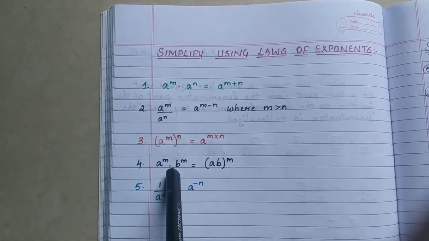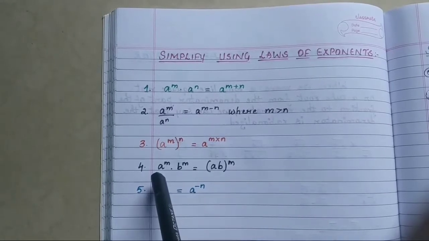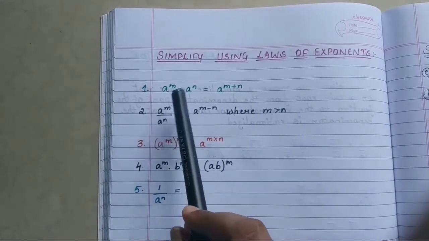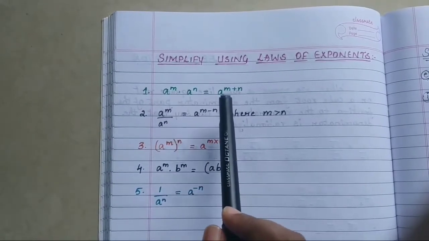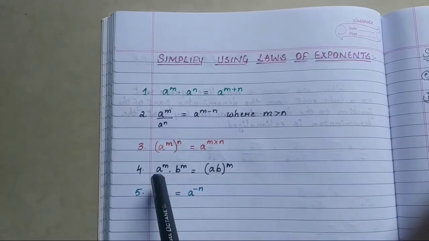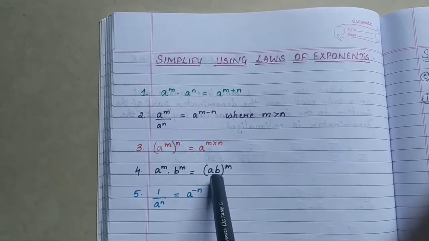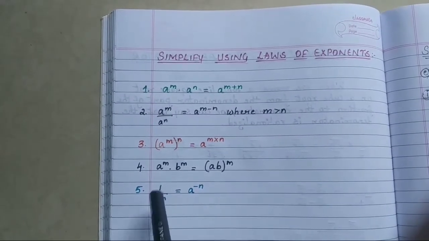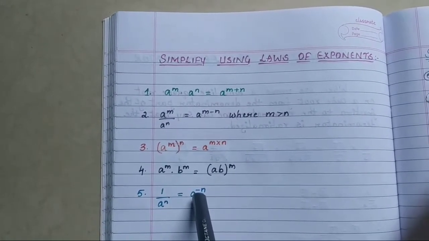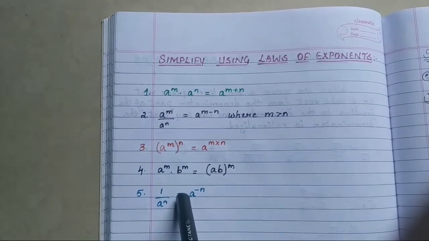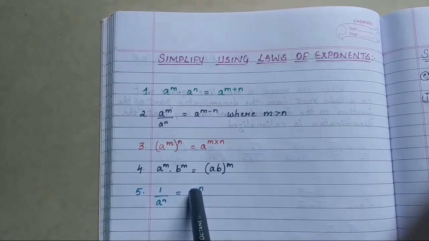Look here, the difference between this fourth one and the first one is, here the bases are different. Here a and b is given, whereas here exponents are different. When it is having same base with different exponents, the exponents add up together, whereas when the bases are different with same exponents, the base get multiplied by each other. The next one is 1 divided by a to the power of n is equals to a to the power of minus n. As this a to the power of n goes to the numerator, the positive exponent will become negative.